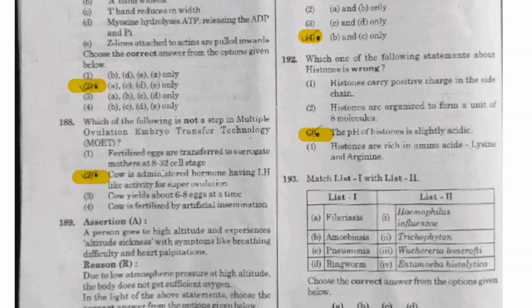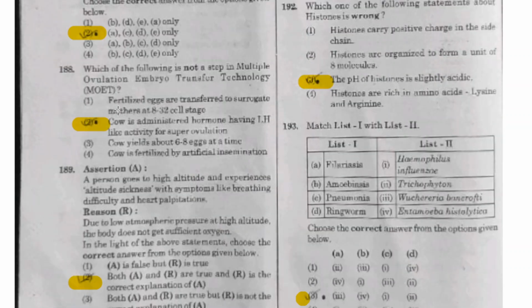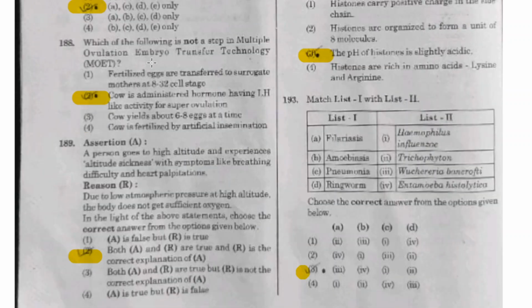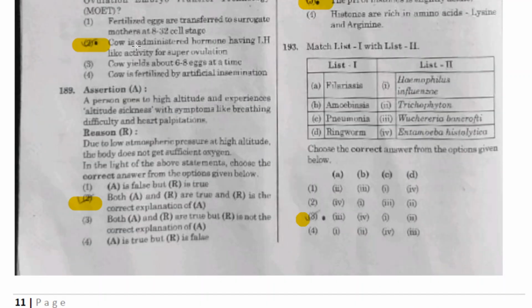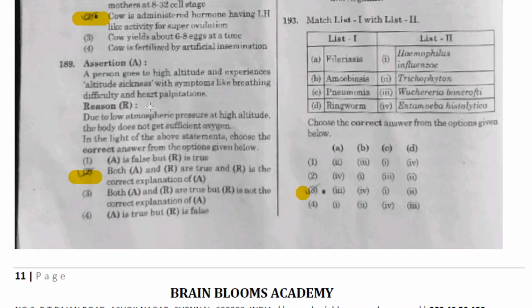everything is correct. And so option number 2. Which of the following is not a step in multiple ovulation embryo transfer technology? So all these lines are there in the book. It is going with 8 to 32 cell stage, and cow is administered hormone having FSH, not LH. So here this is the wrong statement, and the other 3 are correct statements.